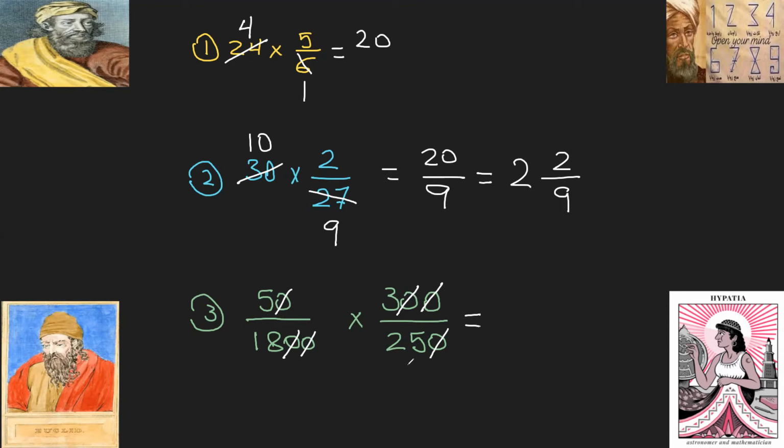So this question became 5 over 18 times 3 over 25. And now we could just reduce. 5 goes into itself once. It goes into 25 5 times. 3 goes into itself once. It goes into 18 6 times. And the final answer would be, you multiply the tops together, that's 1, and you multiply the bottoms together, 6 times 5 is 30.